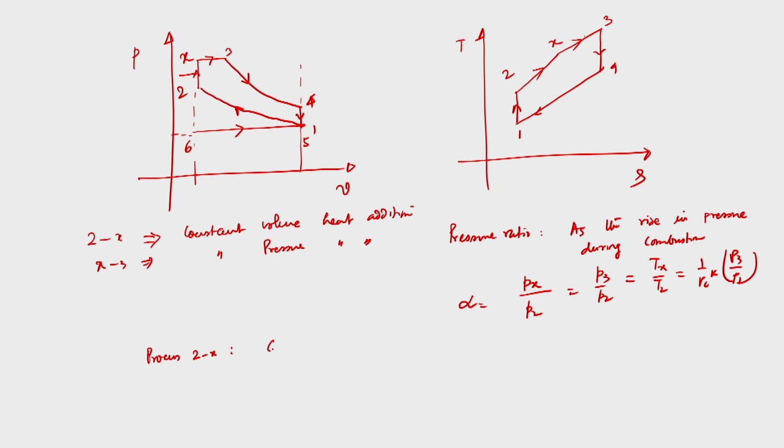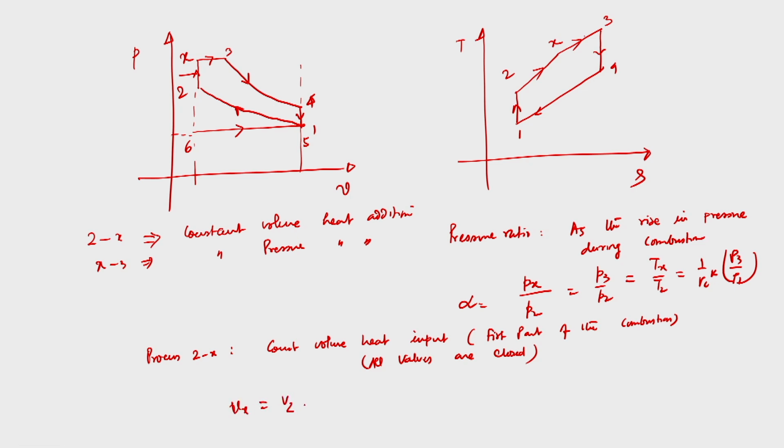This is constant volume heat input, the first part of the combustion. All valves are closed. So Vx is equal to V2, which is equal to V at TDC.